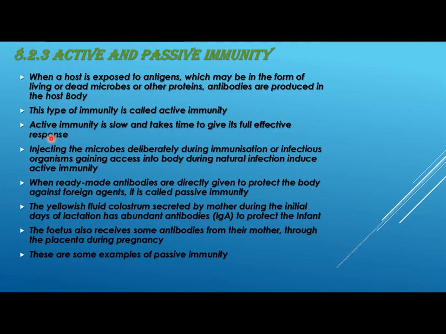When ready-made antibodies are directly given to protect the body against foreign antigens, it is called passive immunity. The yellowish fluid colostrum secreted by the mother during the initial days of lactation has abundant antibodies, IgA, to protect the infant. The fetus also receives some antibodies from its mother through the placenta during pregnancy. These are some examples of passive immunity.